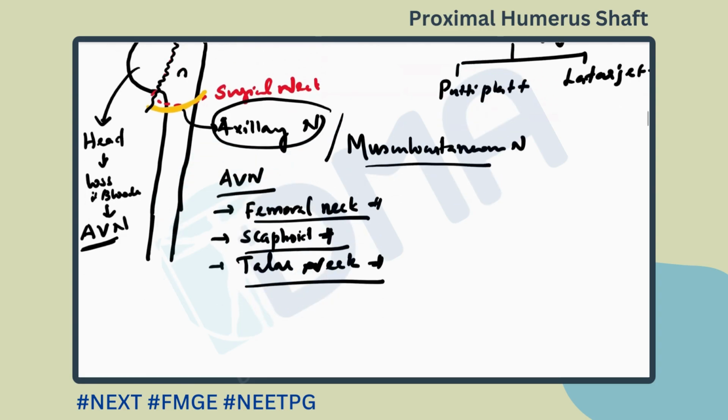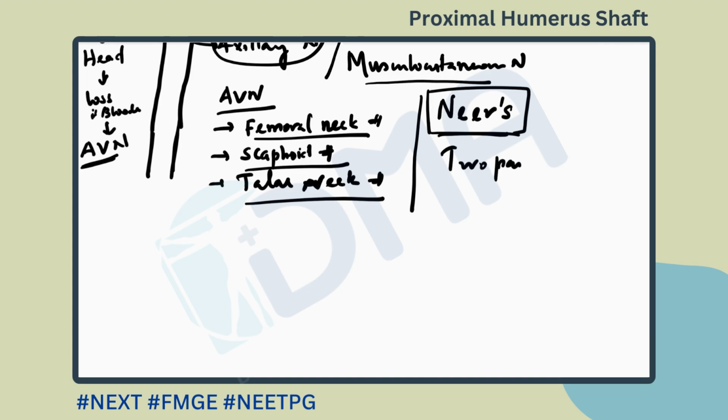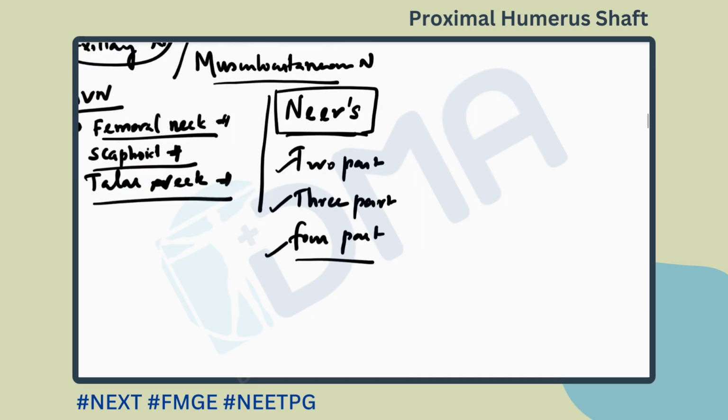So whenever you get a proximal humerus fracture, there is a classification for it. That classification is called Neer's classification. So just keep this in mind. There is a classification called Neer's classification for the proximal humerus, and they classify the proximal humerus fractures as 2-part fractures, 3-part fractures, and 4-part fractures. So how did Neer classify the proximal humerus? Neer classified it as 2-part fracture, 3-part fracture, and 4-part fracture.